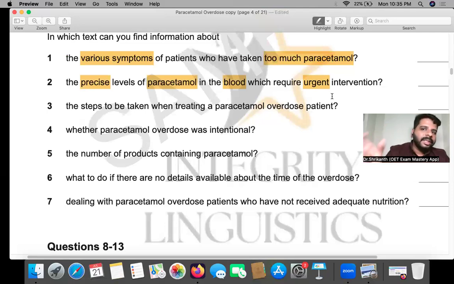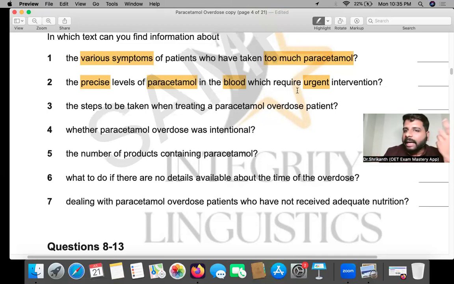Okay, emergency treatment for a patient who has taken paracetamol poisoning. So what is your intuition telling you? You did not read texts A, B, C, and D. You only read the headings, and you're trusting your instincts over here.